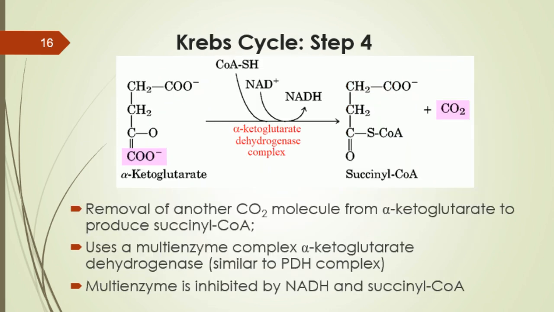The fourth step is the oxidative decarboxylation of alpha-ketoglutarate, catalyzed by a multi-enzyme complex, accompanied by the release of another carbon dioxide molecule and formation of a second NADH molecule. Note that this reaction is similar to the pyruvate dehydrogenase reaction. The multi-enzyme complex inhibitors are reaction products, NADH and succinyl coenzyme A, as well as ATP. Calcium ions act as activators.